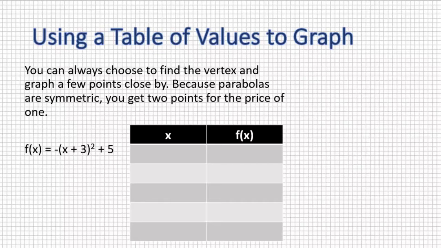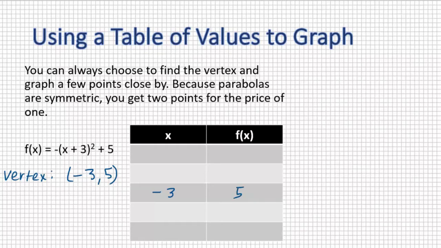This works whether your function is written in vertex form, as it is here, or in standard form. So the first step is to find the vertex. Because we're looking at a function in vertex form, our vertex is (h, k), or (-3, 5). So I'll write that in the middle of my graph. For an x value of -3, we know that the corresponding y value is 5.